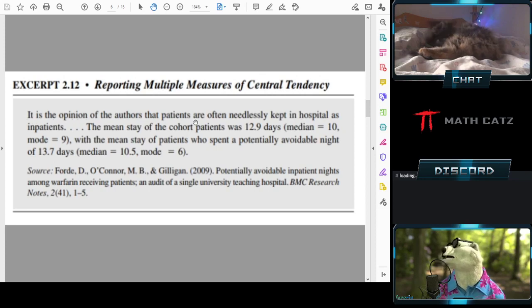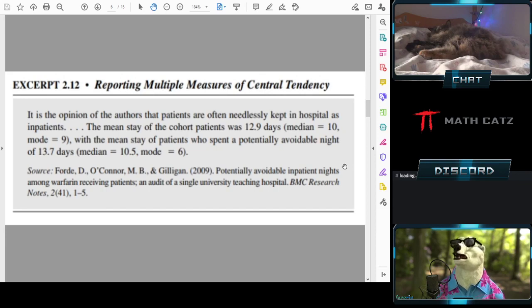It's the opinion of the authors that patients are often needlessly kept in hospital as inpatients. The mean stay of the cohort patients in their study was 12.9, and in brackets they show the median and the mode, because those three give you information, right? They don't have to elaborate more necessarily. The mean stay of patients who spent a potentially avoidable night was 13.7 days, median given, mode given. Useful to have more information.